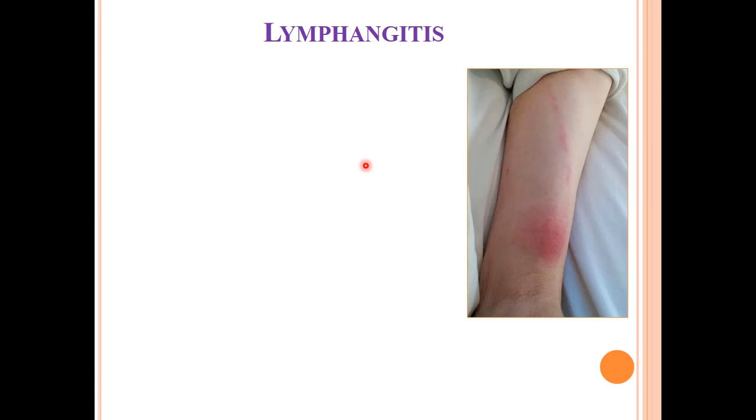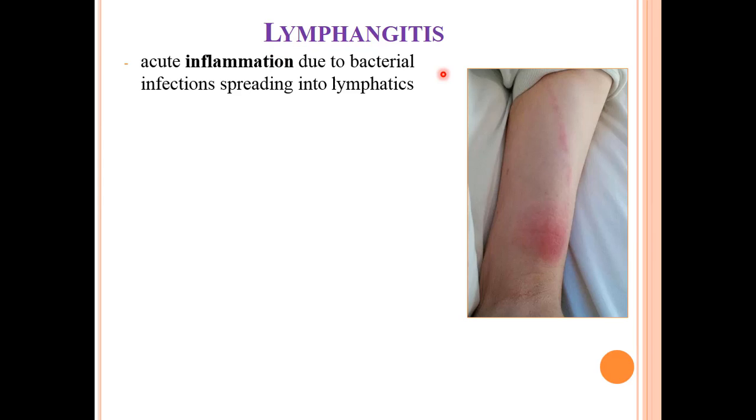The second condition that we are going to discuss within the subject of lymphatics is lymphangitis. Lymphangitis, this word contains the suffix itis, which means inflammation. Angi here means vessel, so this condition refers to inflammation of a lymphatic vessel. Almost always this inflammation is related to an infection by a bacterial microorganism that spreads into lymphatics. The most common offending microorganisms are group A beta hemolytic streptococci.